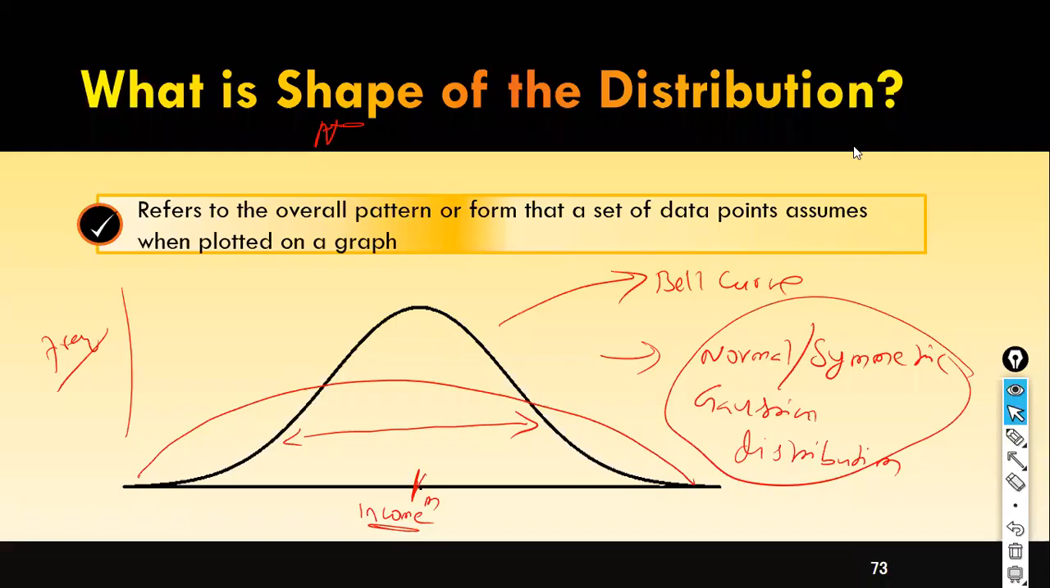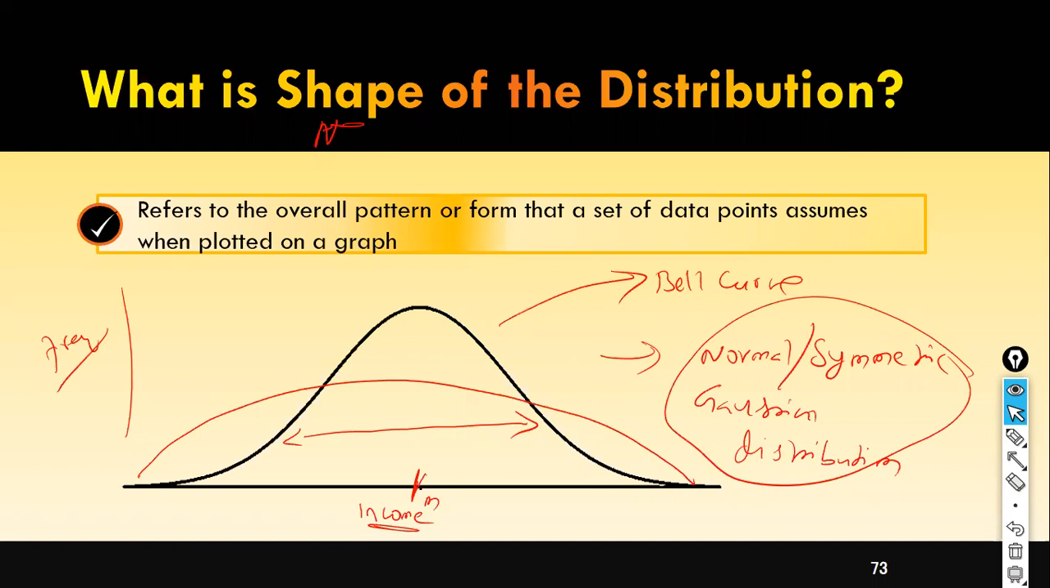The shape of distribution is nothing but the overall pattern of the given data points. For example, I have an income variable. I have plotted the income variable in a histogram. So using a histogram, we can find out the distribution pattern of a given data set.